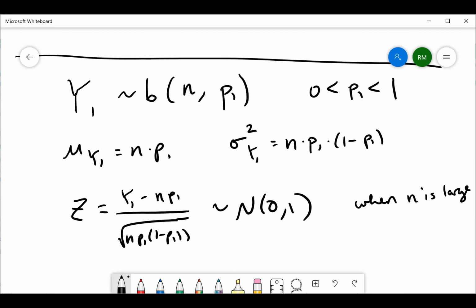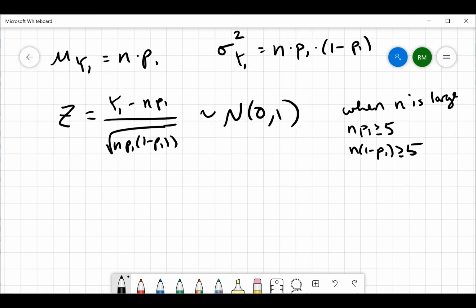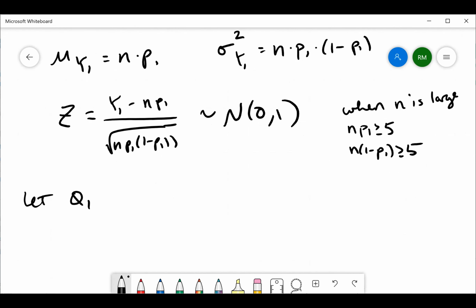All right, typically when we say n is large, we mean that this is bigger than 5 and this is bigger than 5. These are the conditions that we verify. All right, so what does this tell us? Well, if we let q1 equal z squared, this tells us that q1 is approximately a chi-square random variable with 1 degree of freedom. So that was something we proved in Math Prob, that the square of the standard normal has distribution equal to chi-square with 1 degree of freedom.